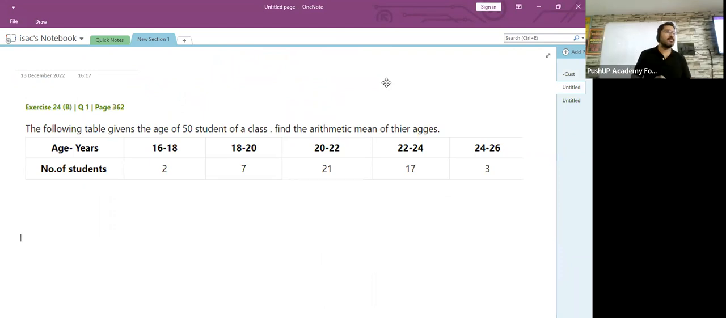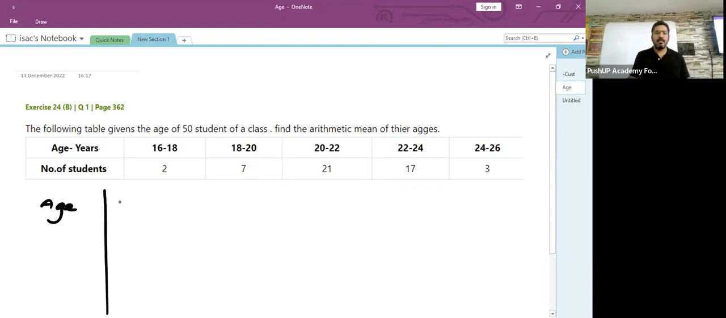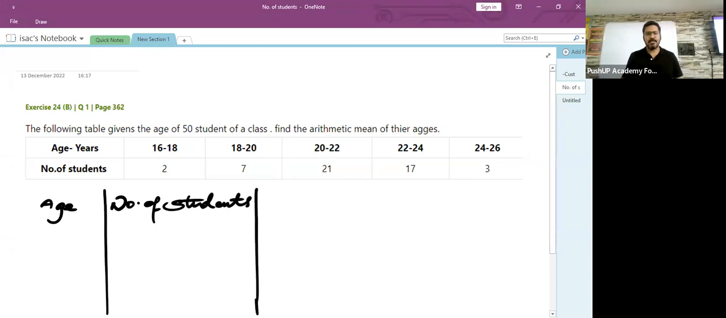let us do a sum which is based on the shortcut method, but not with respect to ungrouped data, grouped data. Now we have learned the method, the formula. Now it's easy for us to understand how to apply the shortcut method for grouped data. I would request you to write down this table in a vertical manner. Whatever they have given, please write it down in vertical order. They have given you the age and the number of students.